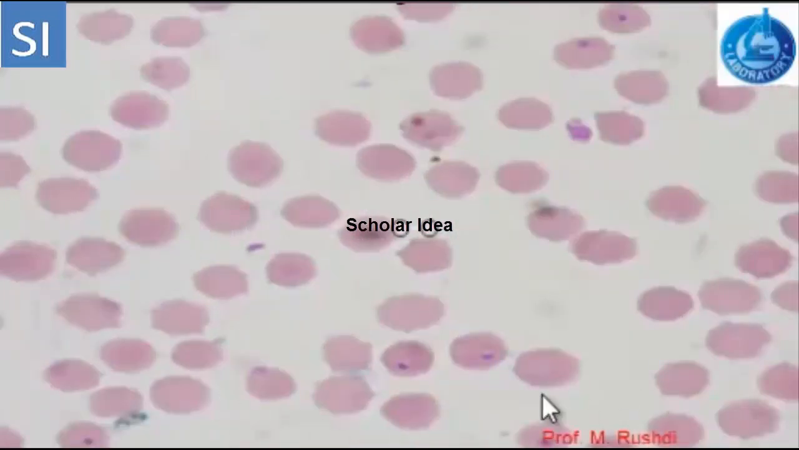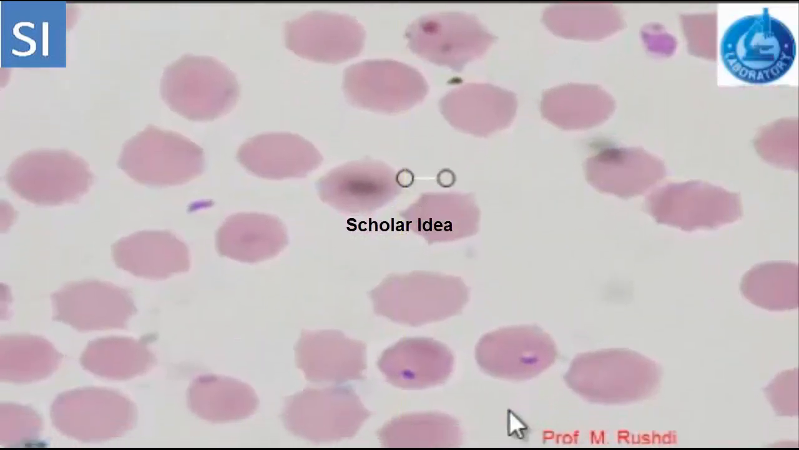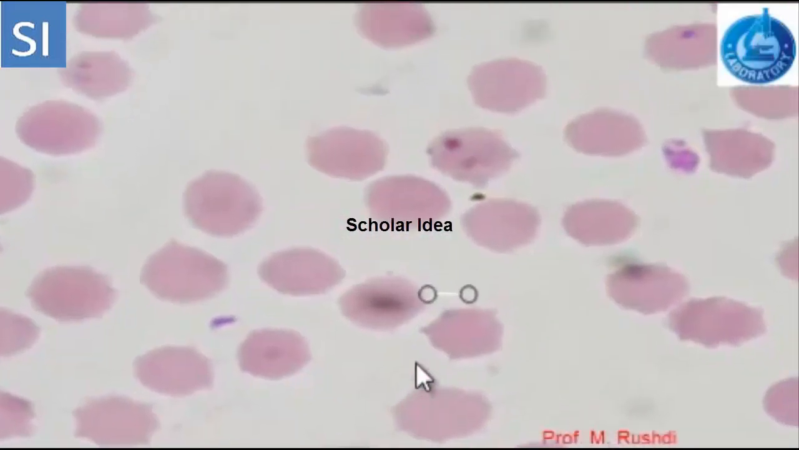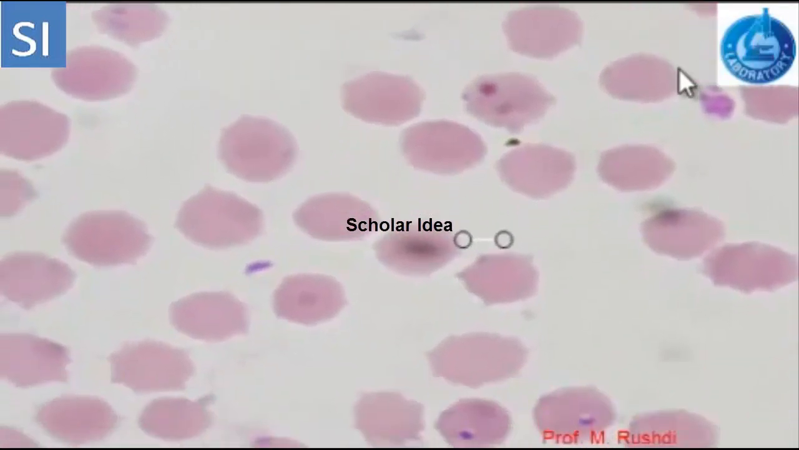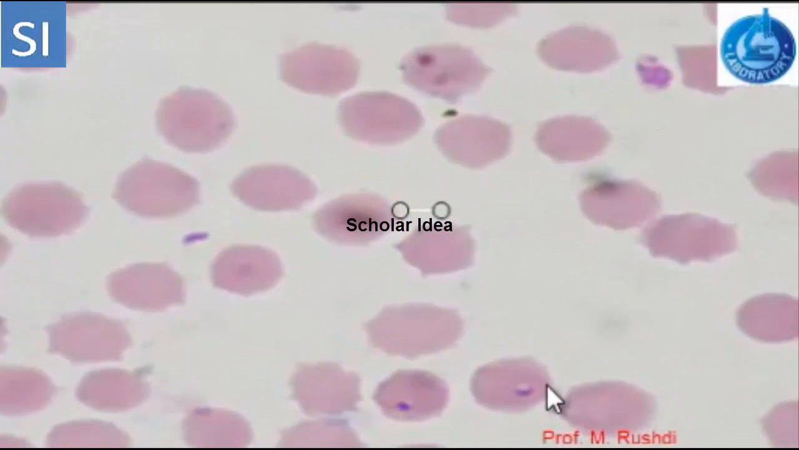This is another blood film. Here there are two red blood cells infected with Theileria annulata parasite, which is a signet ring blood parasite. Also here, a signet ring blood parasite is present inside the red blood cell.